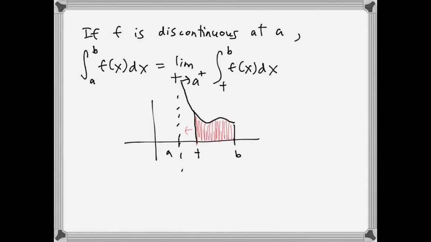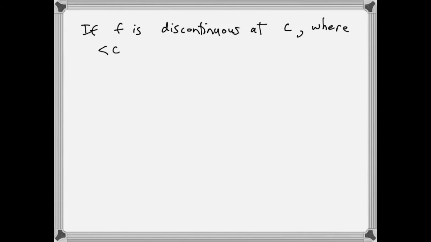Okay. Finally, what happens if the discontinuity happens somewhere in the middle? So let's write it this way. If f is discontinuous at c, where c is somewhere between a and b, then we have the following relationship. This is going to seem familiar to you guys.